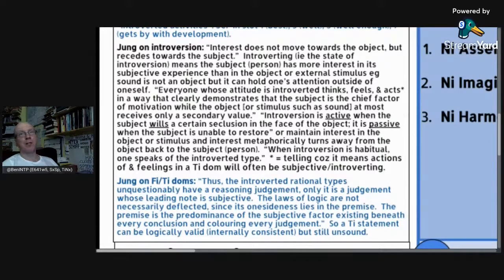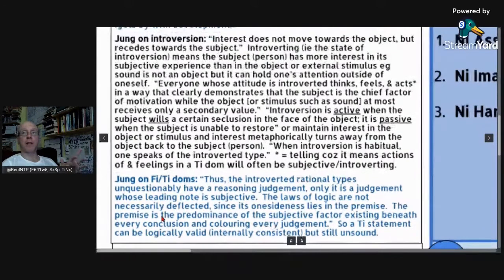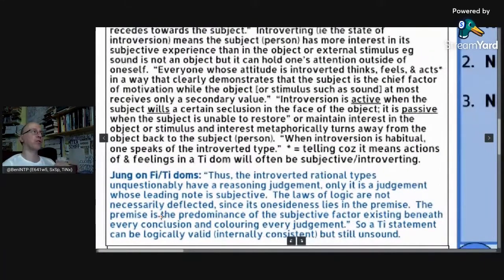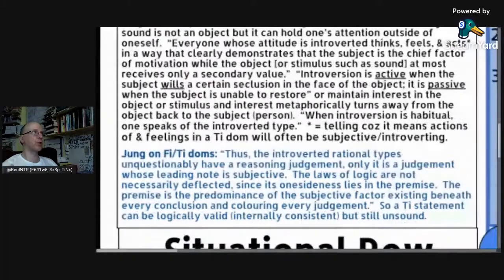This bit here, the thinks, feels, and acts in a way, is telling, because it means actions and feelings, in a TI dom, will often be subjective introverted. Or, case in point, the INTJ. And then here's a little bit extra that shows again the importance of subjectivity in Jung's concept of introverting.